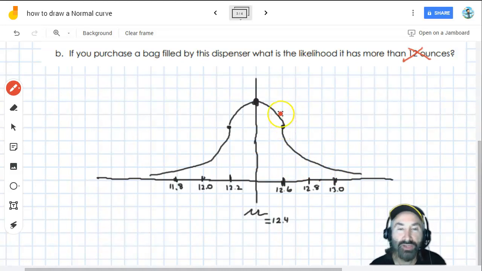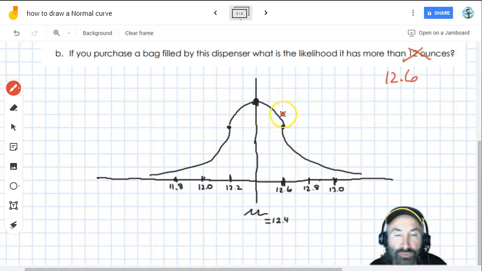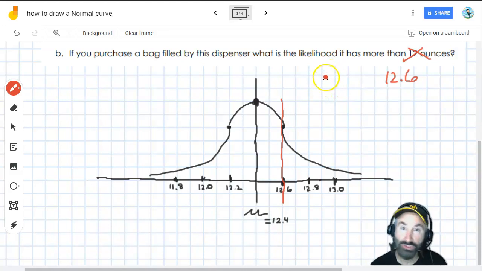So just for the heck of it, I want a different cut point for you. We're going to say we'd like to know what is the probability that they get more than 12.6 ounces. Now, do I have a great reason as to why I want to know that? No, just because I think it's going to make it a better example for you. So anyways, I'm going to draw my red line, which is my cut point, all the way through the 12.6 mark. And we can use the empirical rule because it is one standard deviation above the mean.